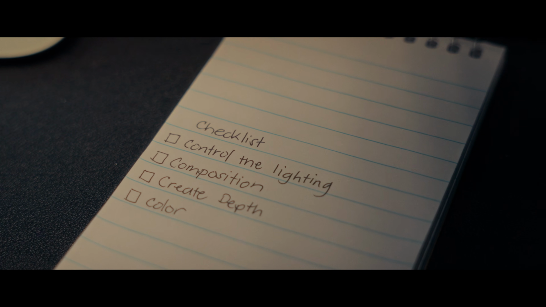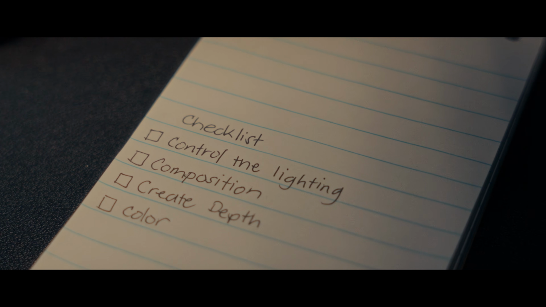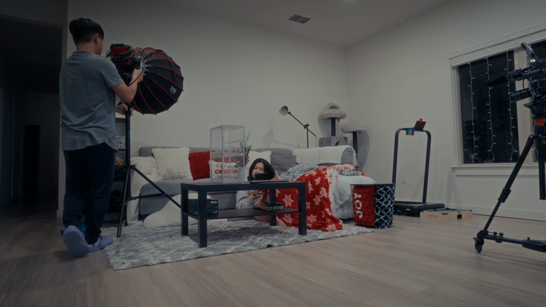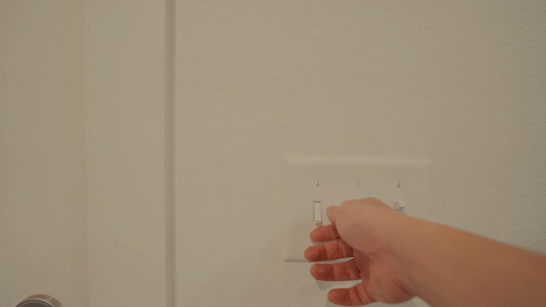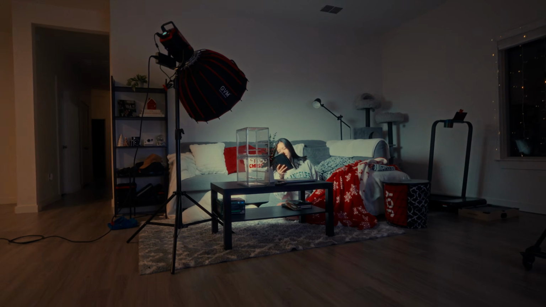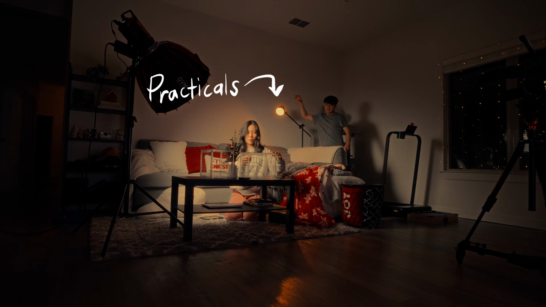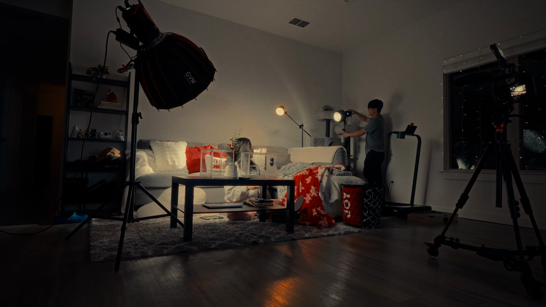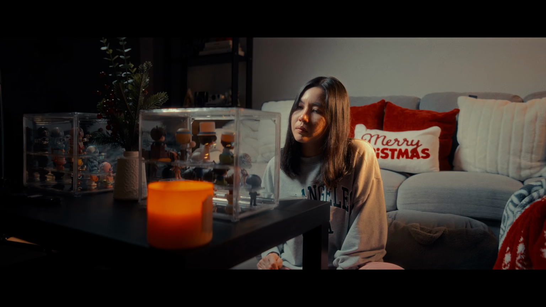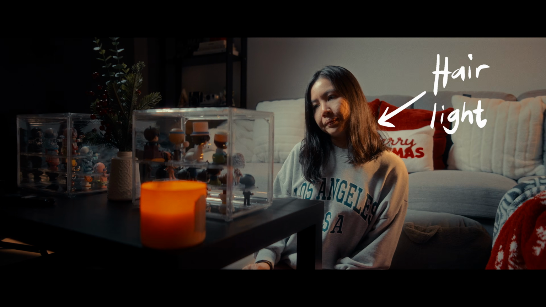So the first thing in our checklist is control the lighting. We need to set up our key light and then turn off all ambient lights. I will also turn on some practical lights to make the scene more realistic. I will also use a hard light beside our practical light to create a hair light for our subject.